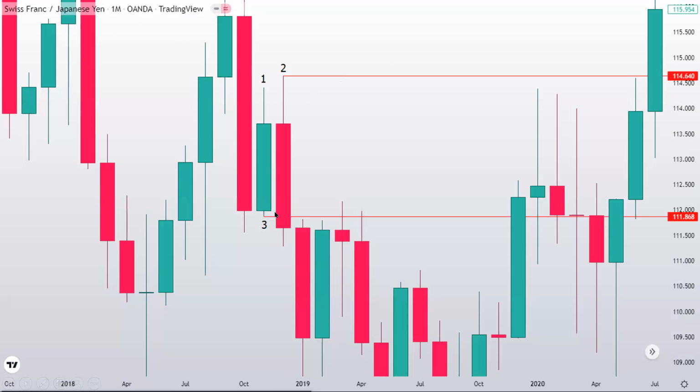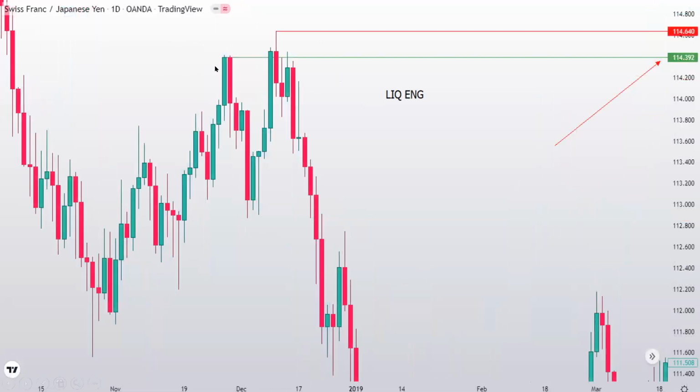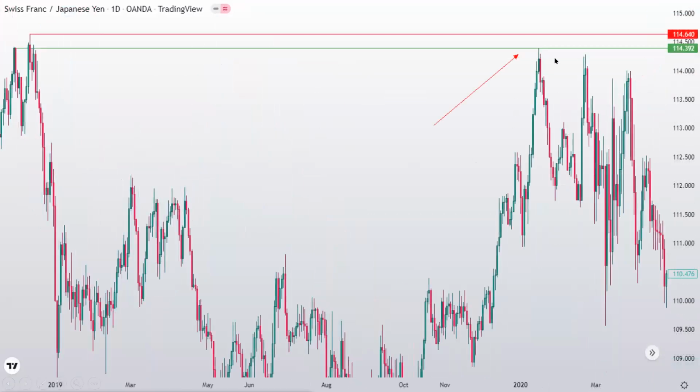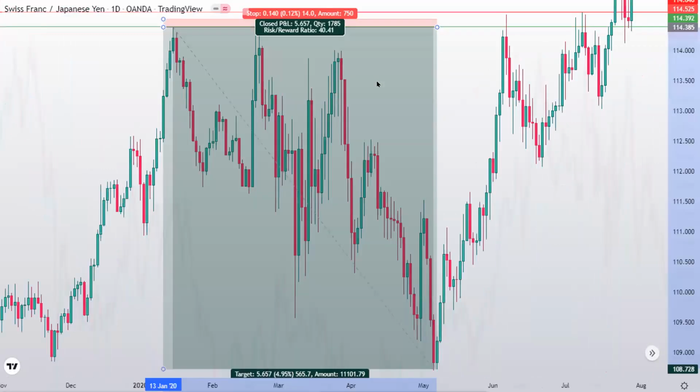Type 1, market closed below, market reacted above, as you can see. On refining this entry, we had this liquidity engineering. The market came, tapped that, and this was the entry with 0 drawdown, as you can see. The market came, tapped that specific entry, then moved in that specific direction, almost 565 pips.